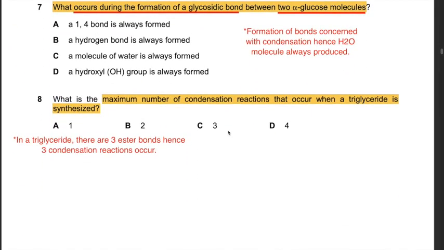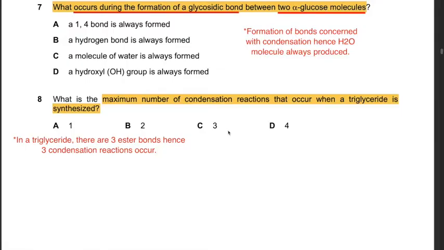Question 7. What occurs during the formation of a glycosidic bond between two alpha glucose molecules? A. A 1,4 bond is always formed. B. A hydrogen bond is always formed. C. A molecule of water is always formed. D. A hydroxyl group is always formed. Answer D has obviously nothing to do with the formation of a glycosidic bond.